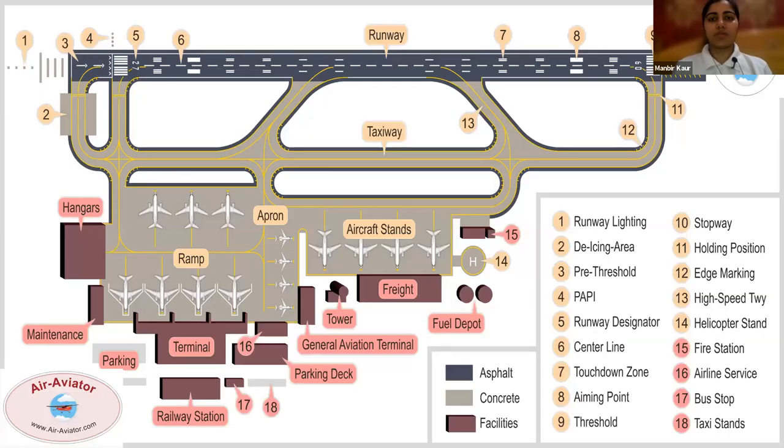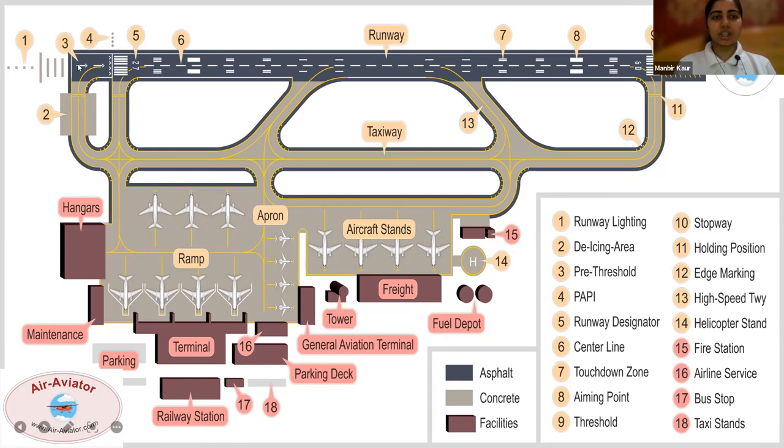Okay, so now we'll talk in brief about the runway layout. Starting from one, this is the runway lighting area. Then the second is the de-icing area. So what is de-icing? Usually during winters, when there is so much snowfall, an aircraft is covered with snow. It has to be removed from the surface of the aircraft in order to have a safe flight. To do that, an aircraft has some equipment through which the de-icing is done. This is the area where the de-icing is done.